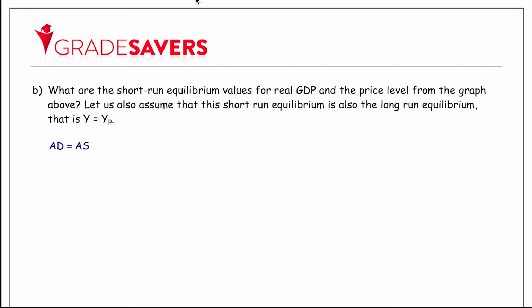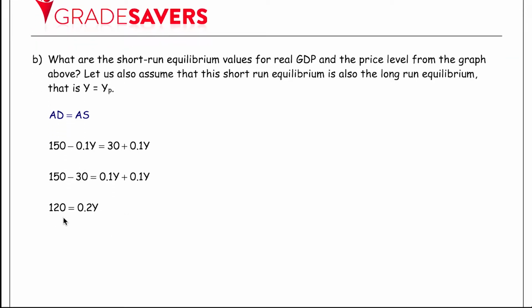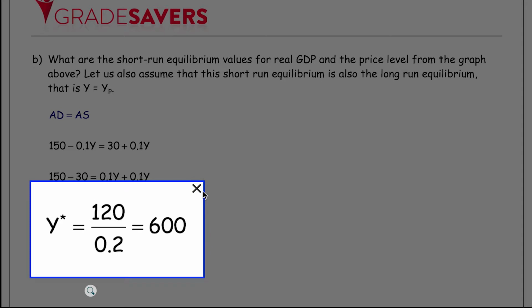So if I were to equate the two functions, setting AD equal to AS, we're able to bring all the constants onto one side and the variables onto the other. So I can argue that 150 minus 30 is equal to 0.1 Y plus 0.1 Y. So on the left side, we'll have 120. On the right side, we'll have 0.2 Y. If we divide both sides by 0.2, we can solve for the equilibrium GDP. So the equilibrium real GDP, or Y star, should be at a value of 600, or 120 divided by 0.2.